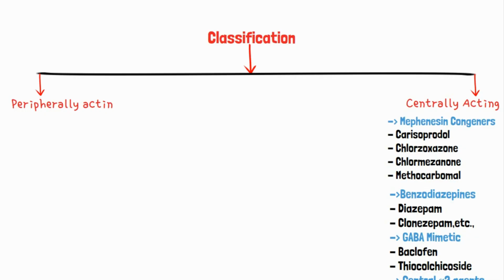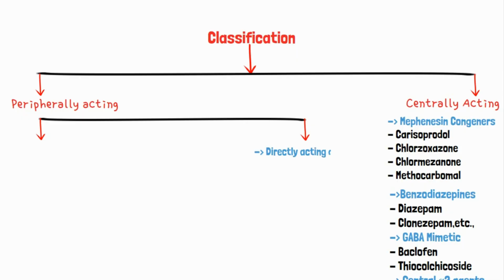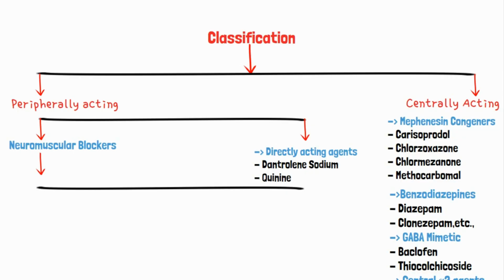Coming to the peripherally acting skeletal muscle relaxants, they are subclassified into neuromuscular blockers or directly acting agents, which include dantrolene sodium and quinine, which is banned in India. Neuromuscular blockers are further classified into non-depolarizing blockers and depolarizing blockers, which include succinylcholine and dicamethonium.